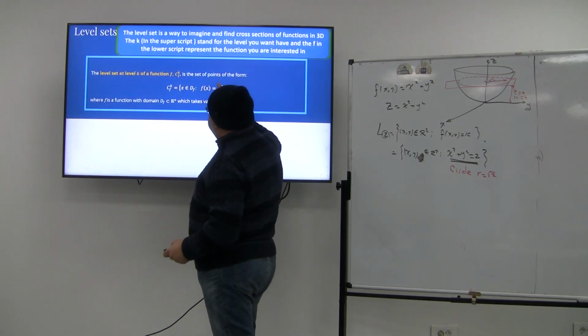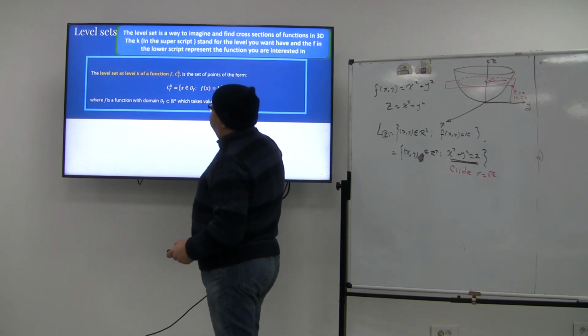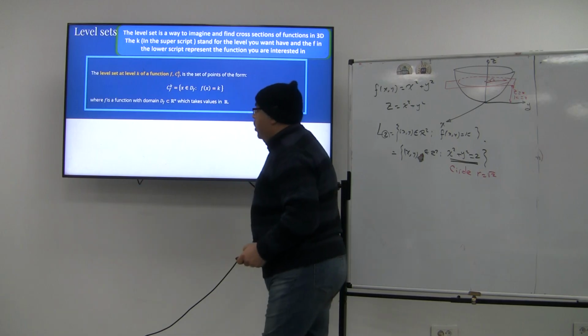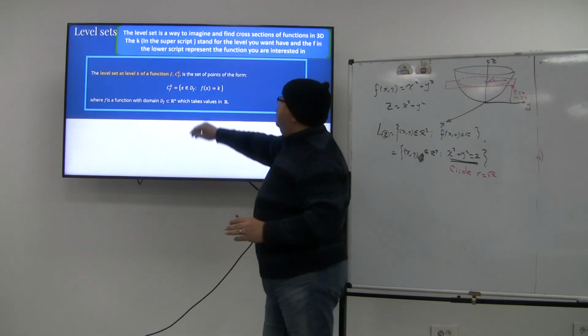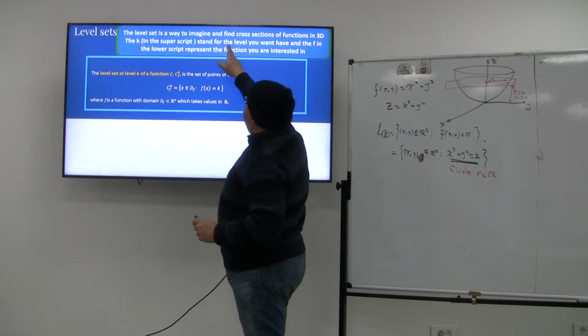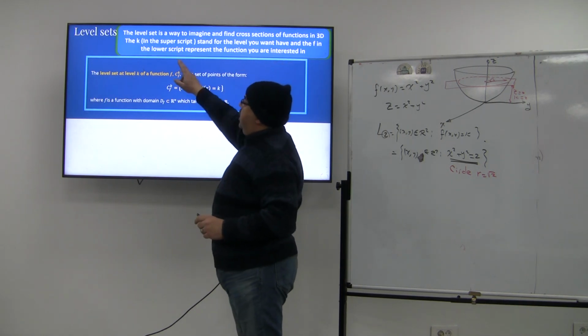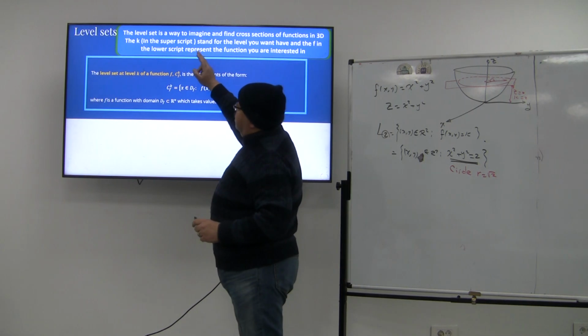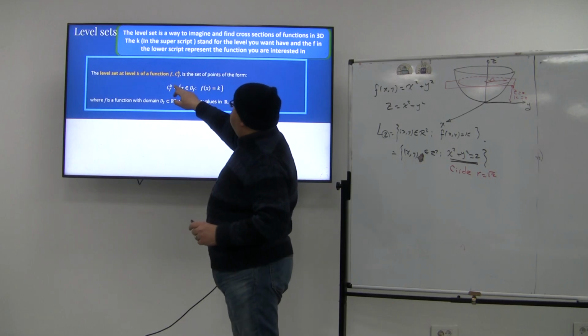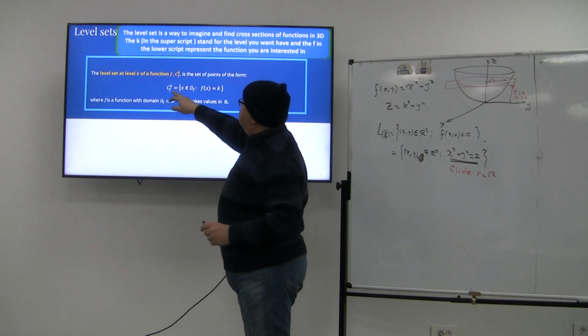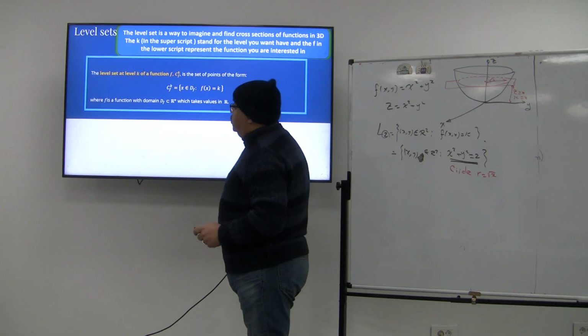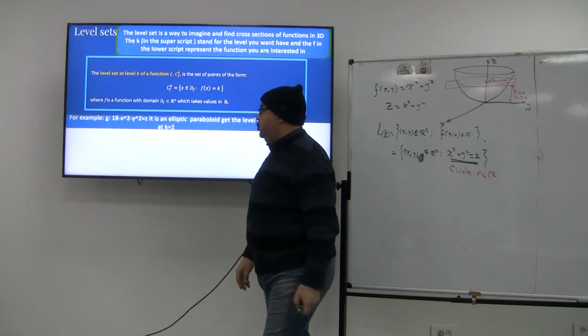Just about f of x equal to k, and then identify the shape. Why are we doing all of this? The level set is a way to imagine and define cross-sections of functions in 3 dimensions or in Rn dimensions. It is k standing for the superscript, and f, of course, for the subscript of your symbolization.